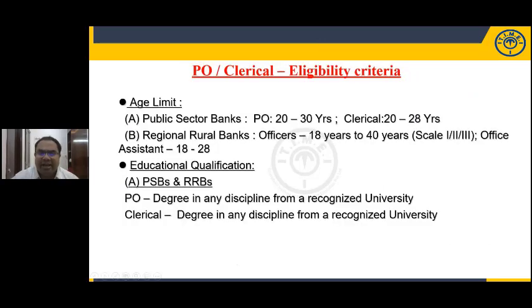This is the eligibility criteria. PO age cutoff is 30 years, clerk 28 years, RRBs 18 to 40 years depending on scale 1, scale 2, scale 3. Office assistant is 28 years. Graduation is the eligibility. You may be an 80% candidate, a 90% candidate, or a 60% candidate, it doesn't matter. If you are a graduate, that is more than sufficient to clear the examination. So you can apply if you are within this age limit.